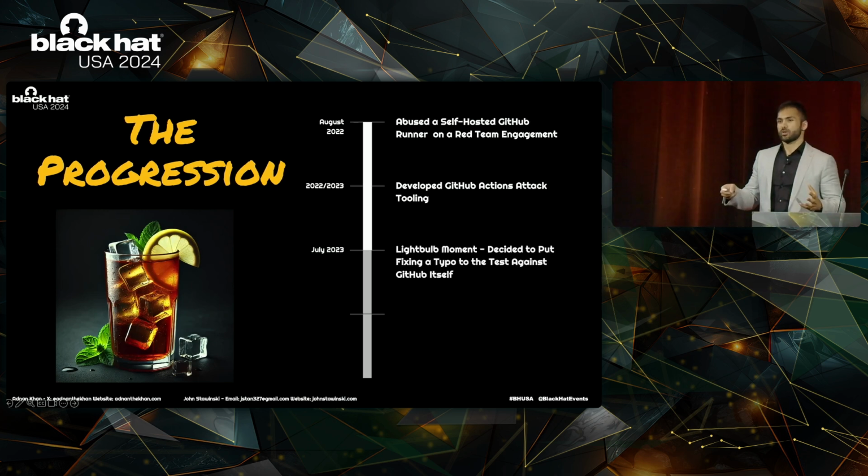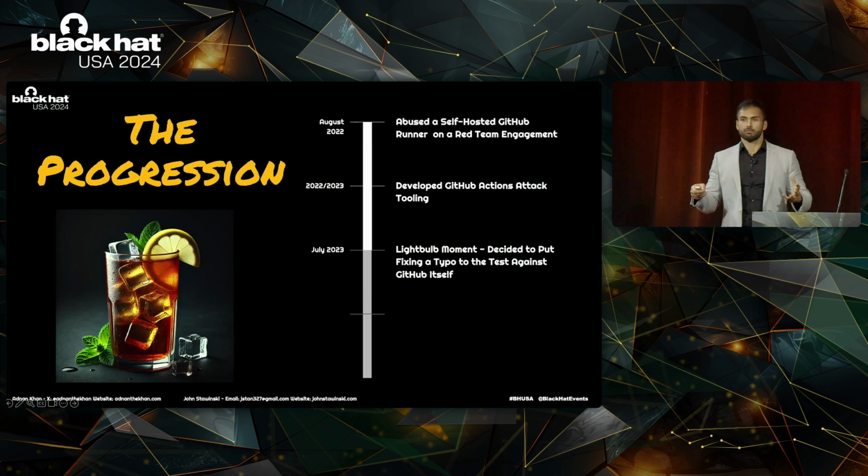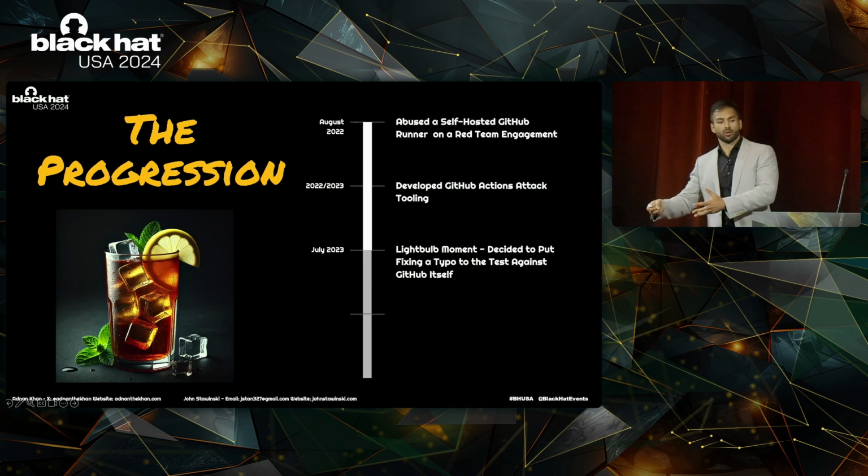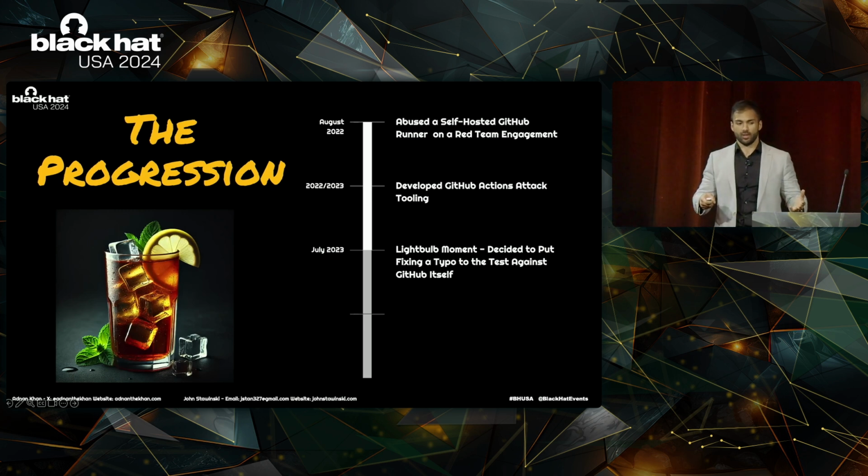There was a little asterisk at the end of the ShmooCon presentation that kind of mentioned if you were to fix a typo on a public repository and then modify the workflow file in your fork and create a pull request, you could get access to that self-hosted runner attached to it and persist on it for further attacks.